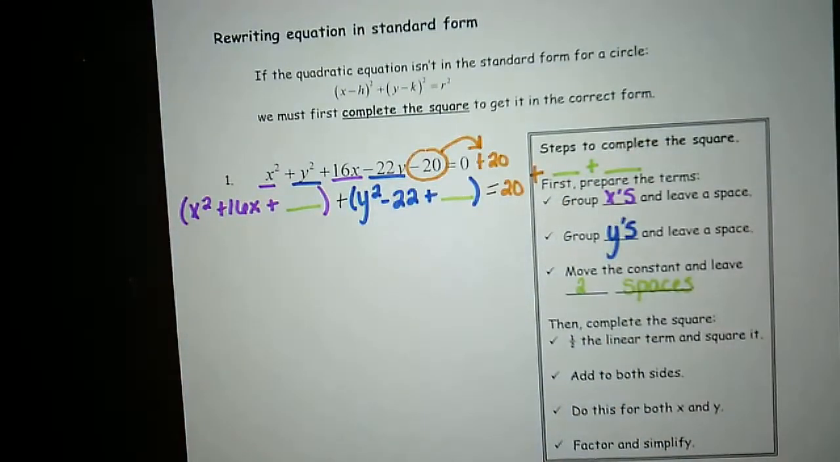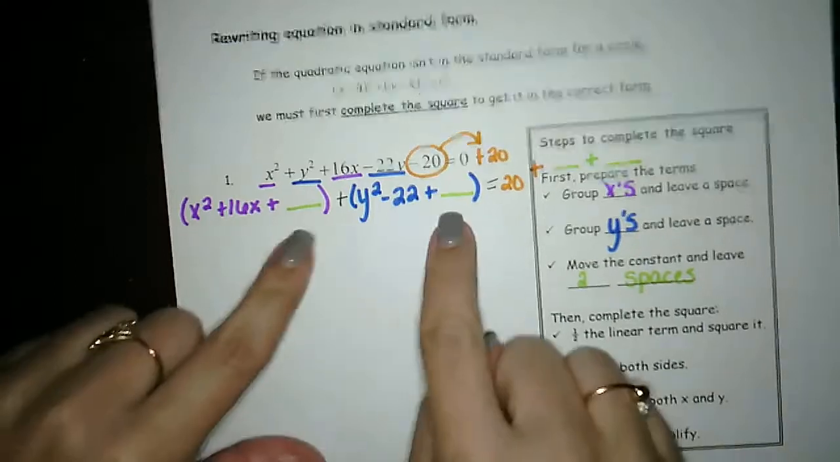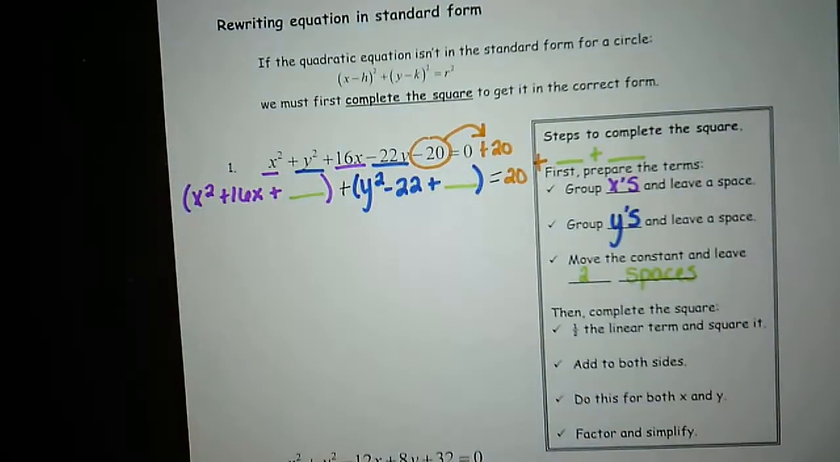So this is your first step. You first group your x's, leave a space, group your y's, leave a space. Make sure your constant is on the other side. If it's already over there, you don't need to move it, but it needs to be on the other side. And then what you do to one side, you do to the other.